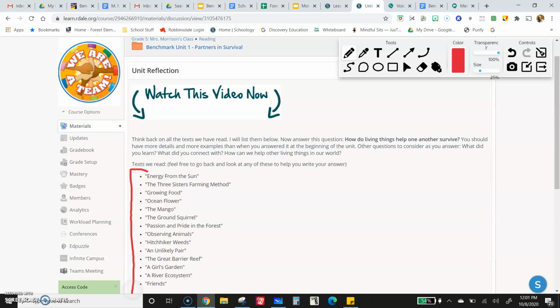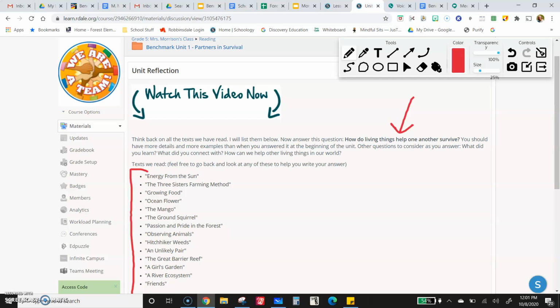Okay, I listed them for you there. You can go back and look at them as you write your answer if that would be helpful to you. And then you're answering the same question you answered at the beginning of the unit. How do living things help one another survive? So you should have more details and more examples than when you answered it at the beginning.